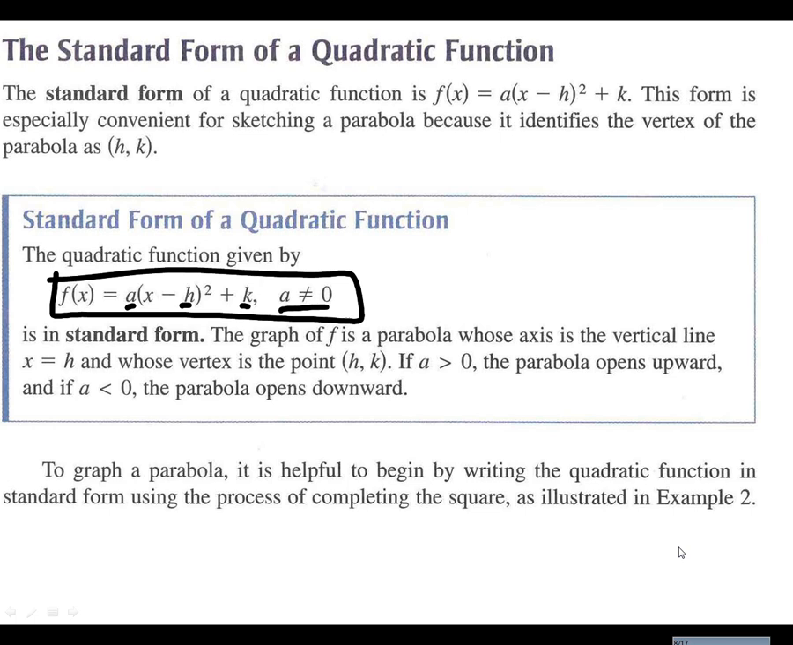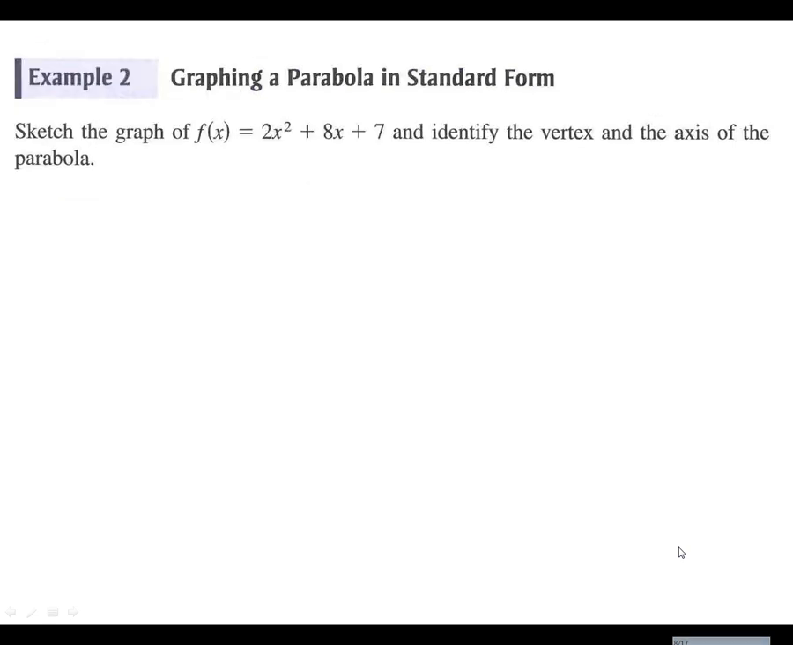And once again, remember that if a is bigger than 0, if a is positive, then the parabola is going to open up. And if a is less than 0, if a is negative, the parabola opens down. All right, so let's take a look at what we're doing here. We've got an equation, and we want to be able to sketch the graph, identify the vertex, and the axis of our parabola. So what we're going to do on this problem is first get things into the standard form.